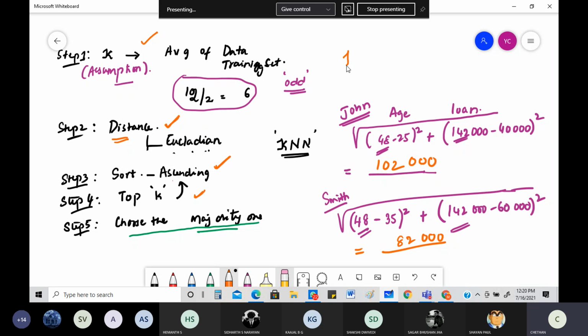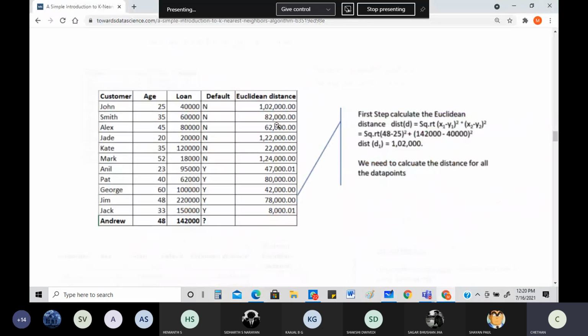I told you very clearly, in this example we have taken k equal to 5. So we are going to choose the top 5. Okay, so you can see the Euclidean distance which we have calculated for each and every value.